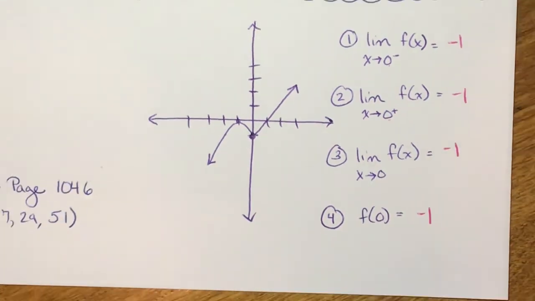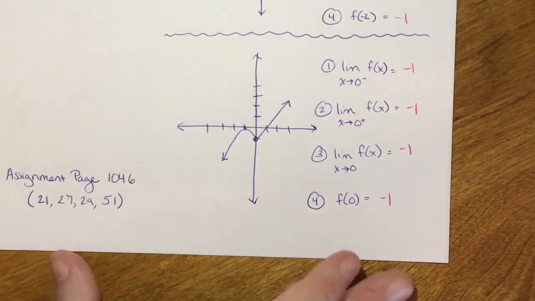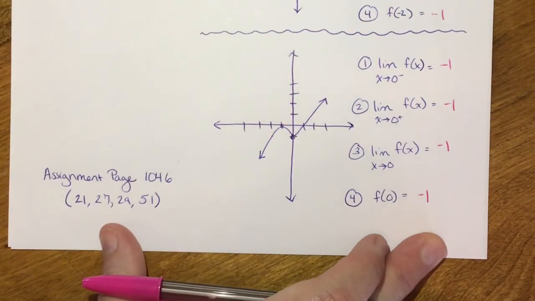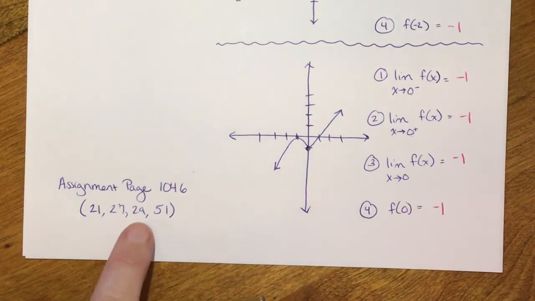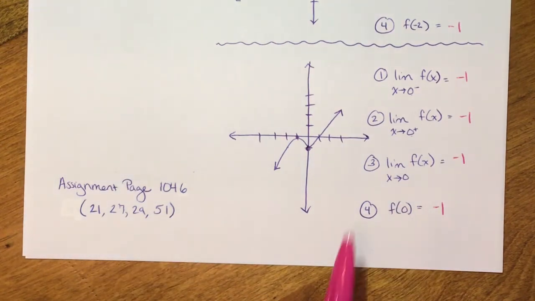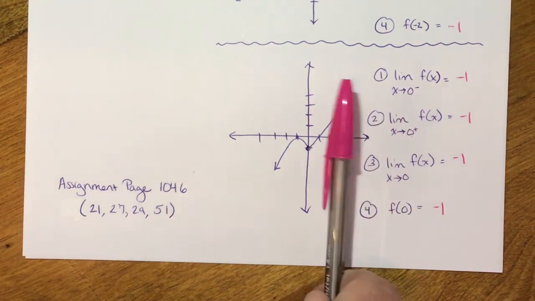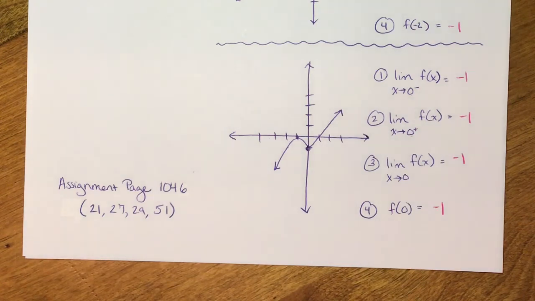So here's your very abbreviated assignment. I will let you know that most of them have a couple parts. 29 especially has a lot of parts, but they're real quick because you're just looking at the graph and saying, where's it going to from this side? Where's it going to from that side? What's the limit? What's the function value? So it looks like a lot when you get to that question, but it's not really. It'll only take you a minute.